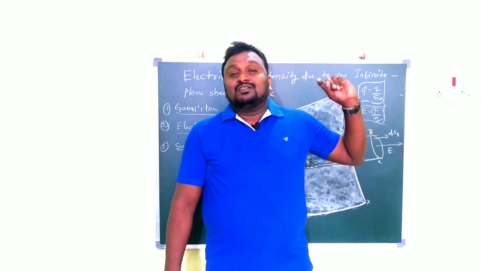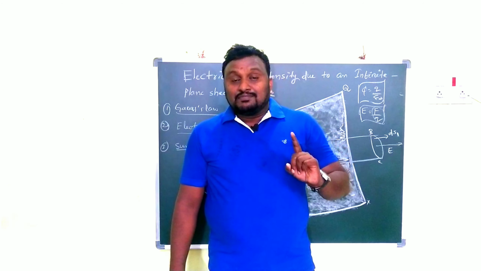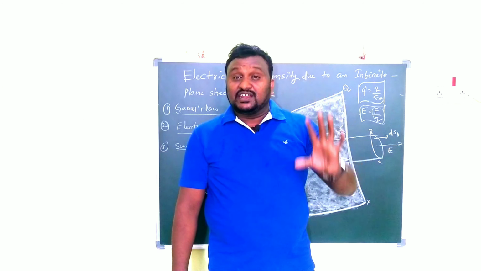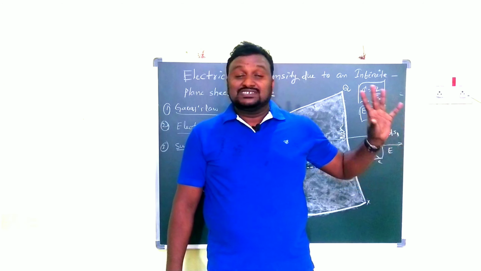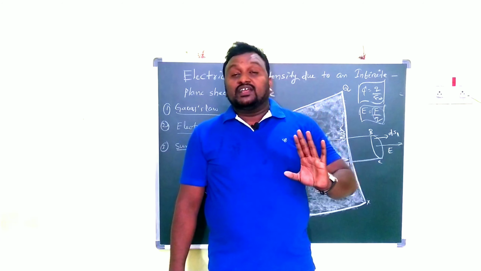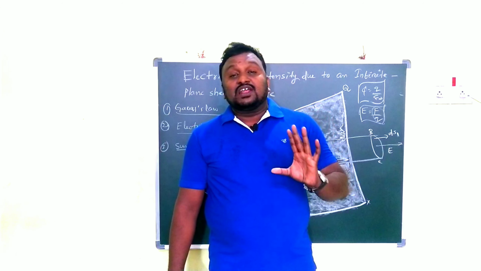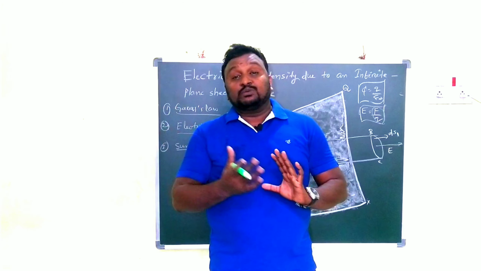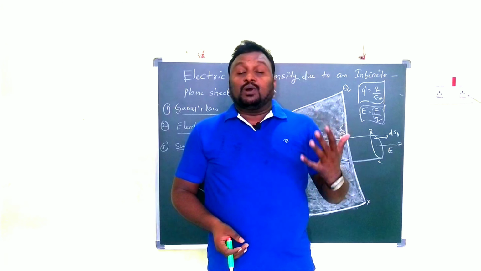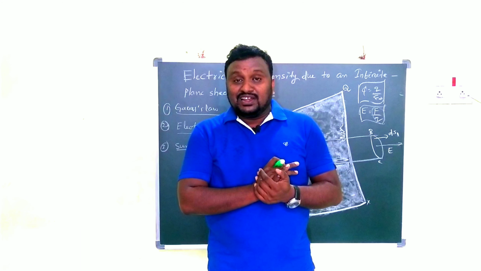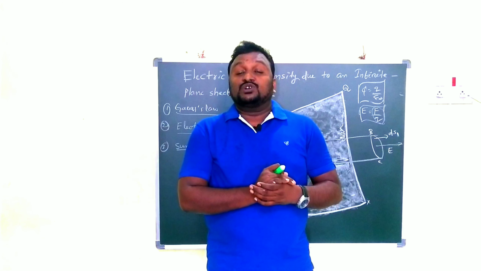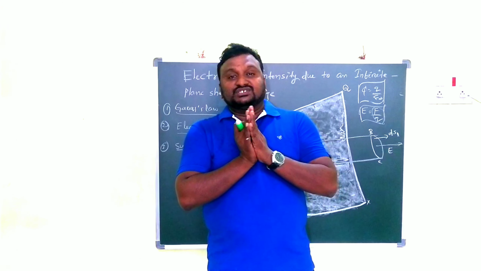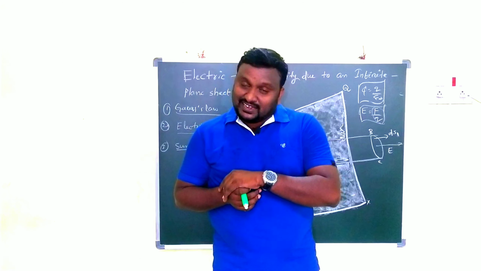What is the first one? Gauss's law: the electric flux passing through a closed surface is 1 by epsilon naught times the net charge of the same closed surface. What is surface charge density? The charge available in a particular area, shown with the symbol sigma. And electric field intensity is the force experienced by the charge in a particular electric field.